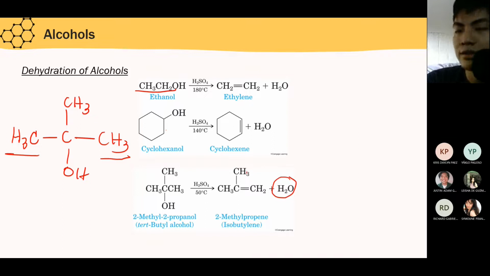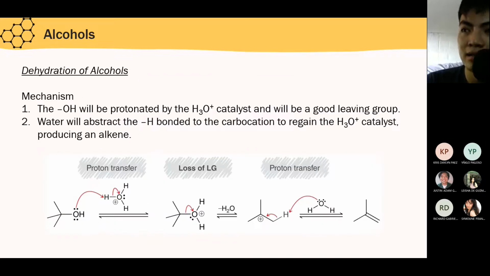Okay? So, again, yung pinakita ko, very simplified version siya. And okay na tayo doon. Okay? Yung kukunin ni OH, yung hydrogen ng kabila, magpo-form ng water, tapos yung matira magpo-form ng double bond. So, okay na yon. But in reality, ito talaga yung mechanism. Pero hindi nyo na kailangan masyado aralin to.